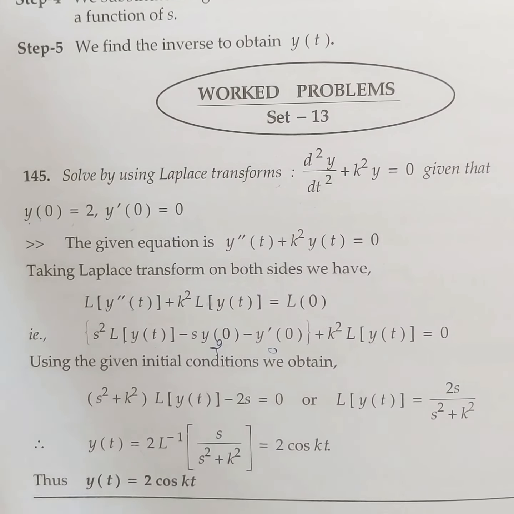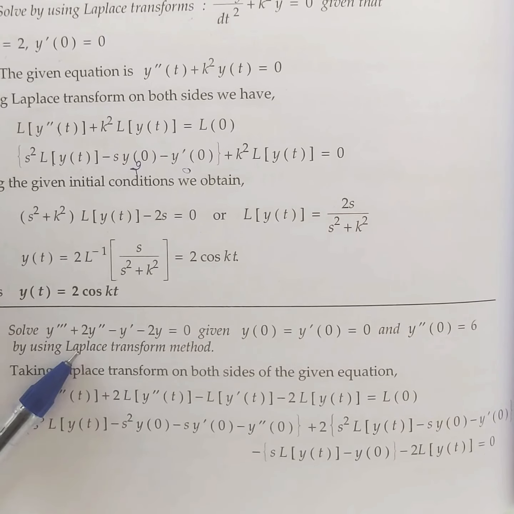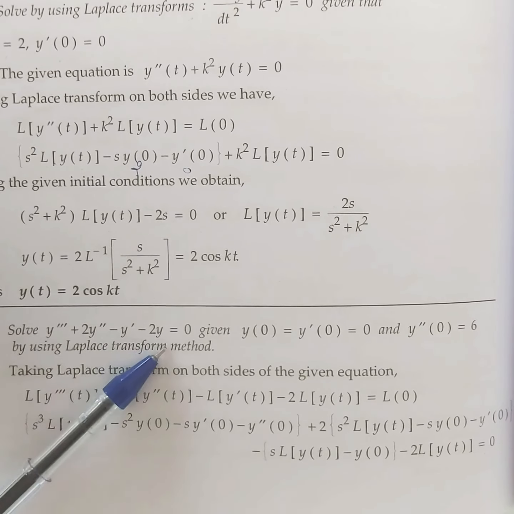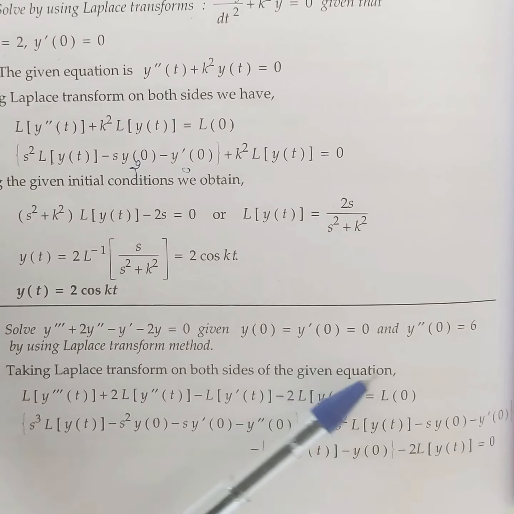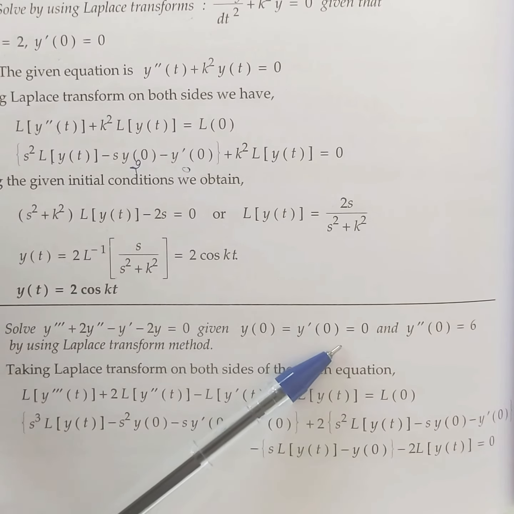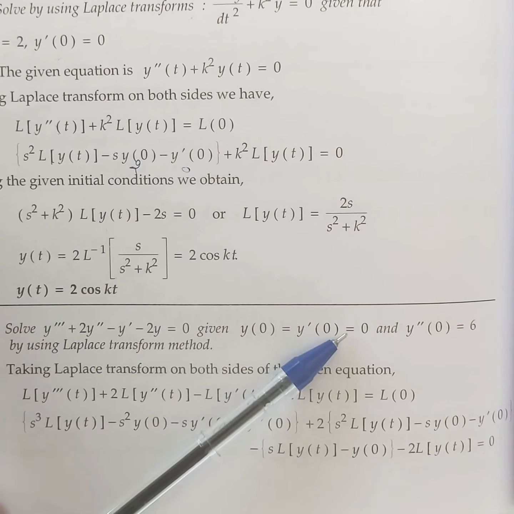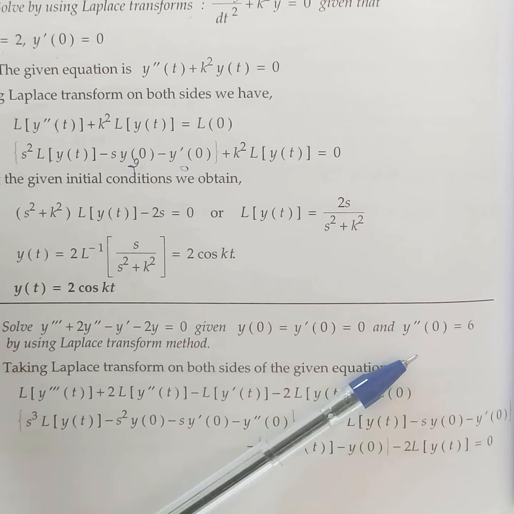If it is y triple dash, already we have your formula, right. So, we can try one problem. See this problem, solve y triple dash plus 2y double dash minus y dash minus 2y is equal to 0. How many initial conditions do they have to give? 3 conditions, that is y of 0, y dash of 0, y double dash of 0 is required for the formula. They have given y of 0 and y dash of 0 both as 0, so the equation will shrink. Do not worry about it, and y double dash of 0 they have given as 6.